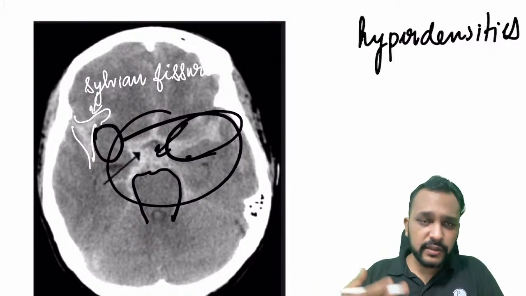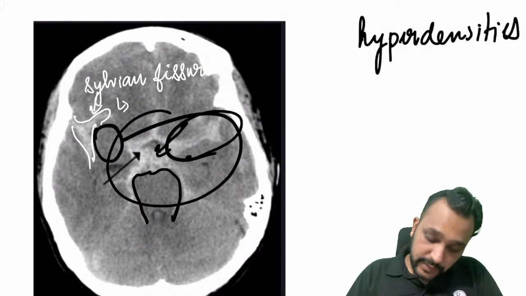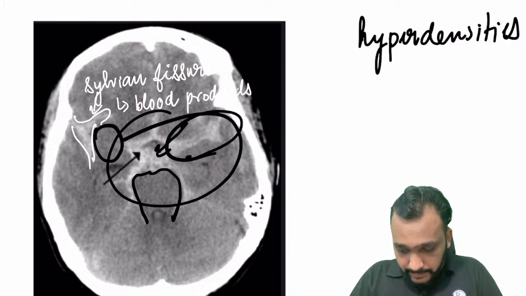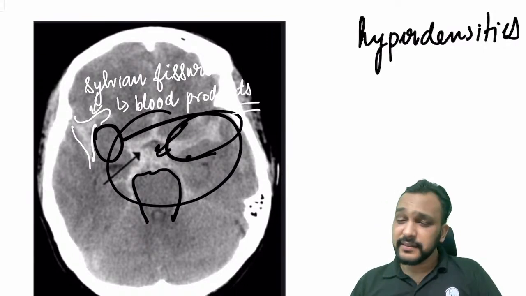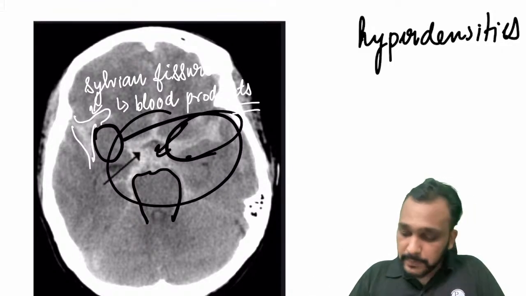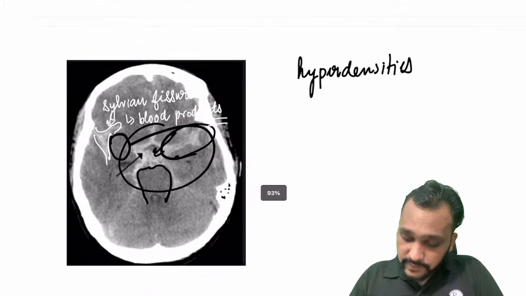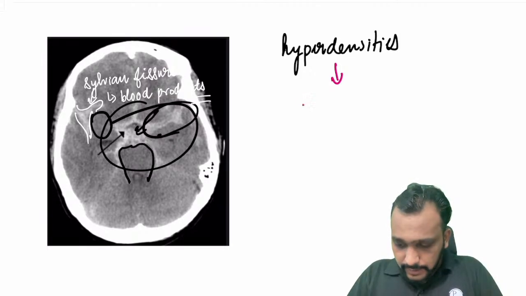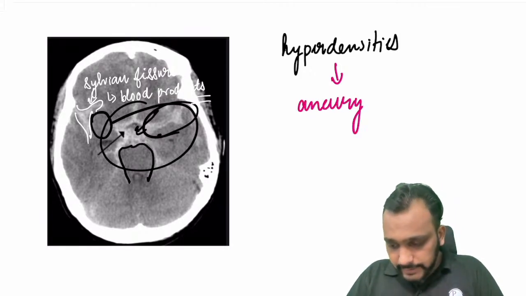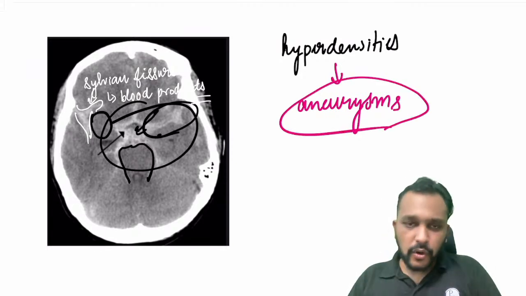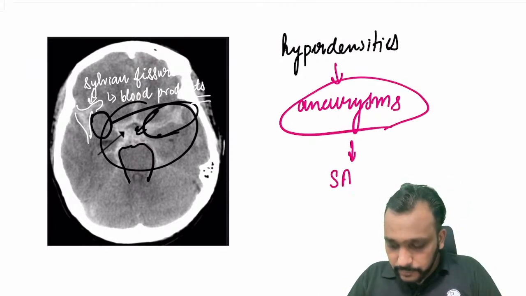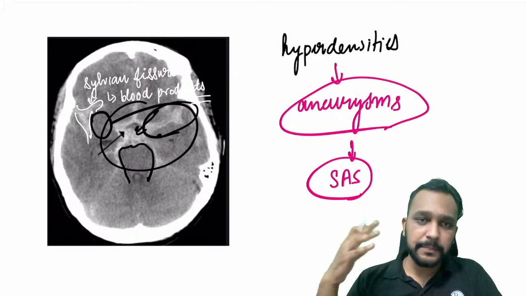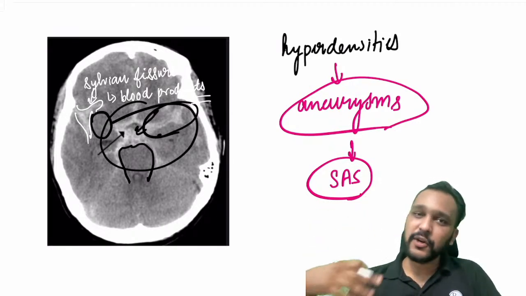And guys, what is the reason for this Sylvian fissure to appear bright? It is because of the blood products, or because of the hemorrhage. And where is this blood coming from? It is coming due to the rupture of the vessels of the brain, and more specifically, due to the rupture of aneurysms. All these vessels run in the subarachnoid spaces, and when aneurysms rupture, they fill the subarachnoid spaces with blood, and this blood appears as hyperdensity on the CT images.